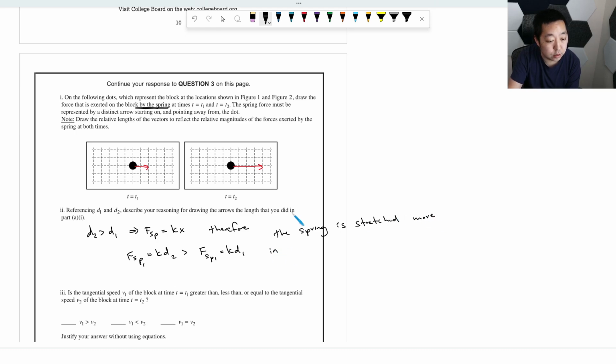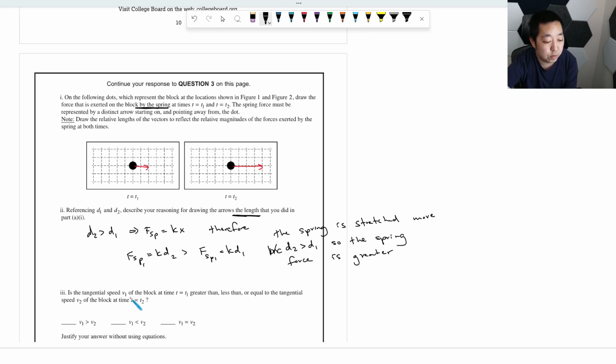They want to just talk about the length, okay? The spring is stretched more in t2 because d2 is greater than d1, so the spring force is greater. That's all you have to really say. You just have to talk about the spring, right? Like free body diagrams, rules for springs, that's it.